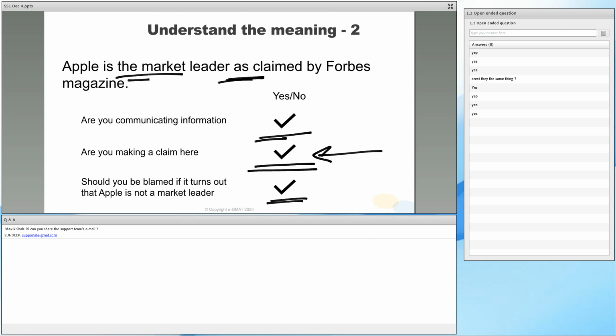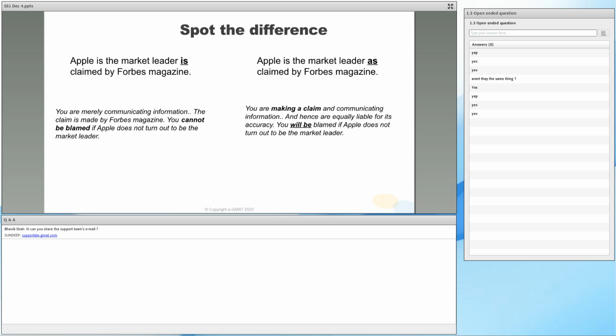And that's what you need to understand over here. When you say Apple is the market leader as claimed by Forbes magazine, you're really merely communicating information. You can't be blamed. When you say Apple is the market leader, you're really telling people Apple is the market leader. I agree with it.